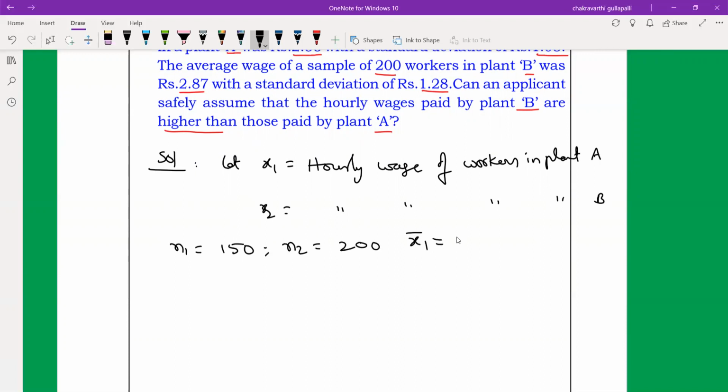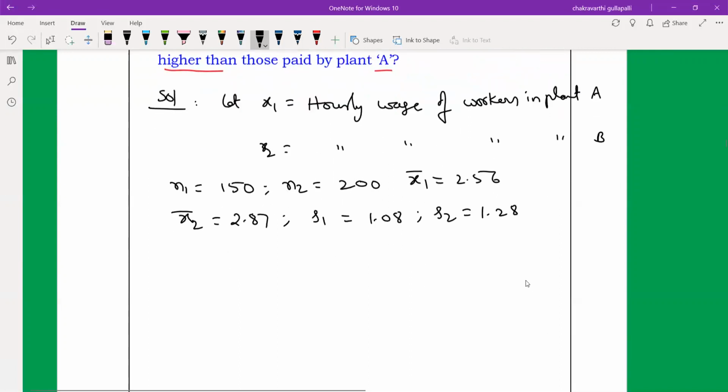X1 bar, the average amount, is given as 2.56 in plant A. X2 bar is 2.87. The sample standard deviations are given: S1 is equal to 1.08, and S2 is equal to 1.28.